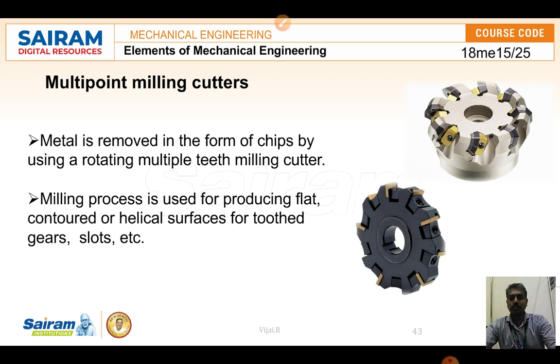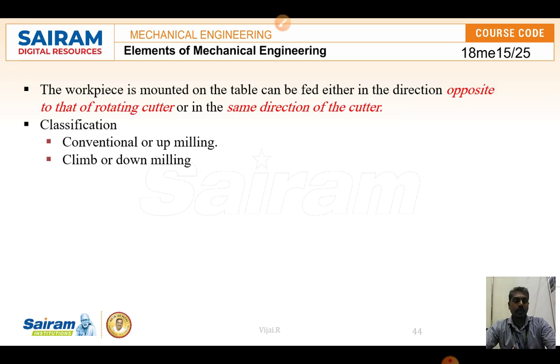The milling process is used for making flat, helical or conical surfaces in three-dimensional jobs, such as square blocks and rectangular blocks. We can make flat or contoured surfaces, V shapes, helical shapes like that. And in this, we can see there are two different types of milling systems.